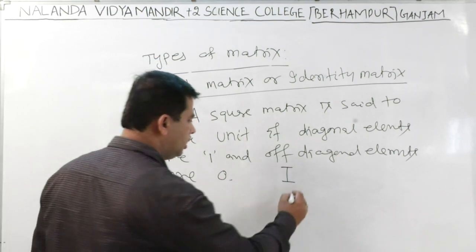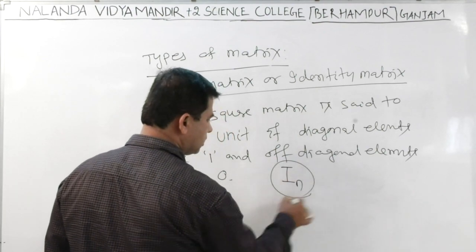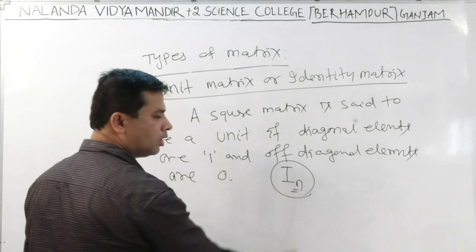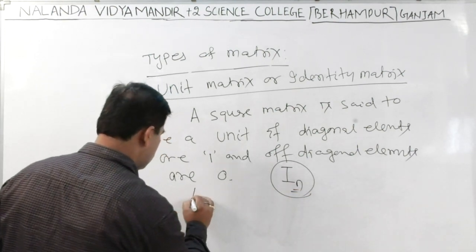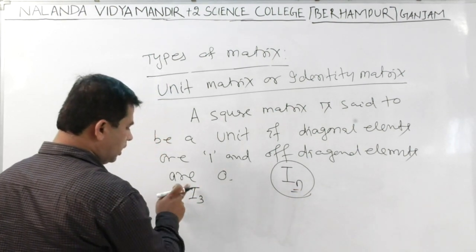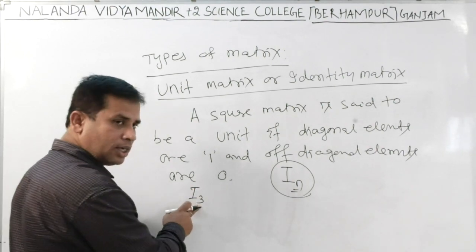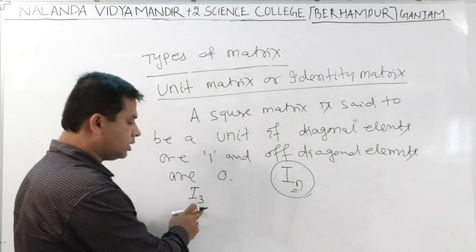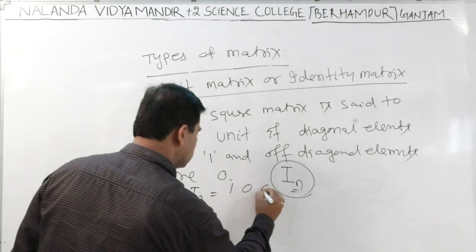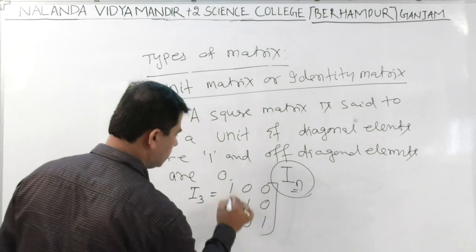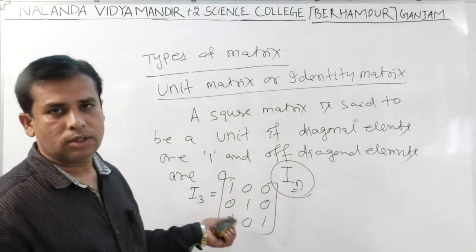If we write In, this is the unit matrix of order n. Now, if we write I3, it means I is the unit matrix and 3 indicates its order is 3. That is equal to 1 0 0, 0 1 0, 0 0 1. This is our unit matrix of order 3.